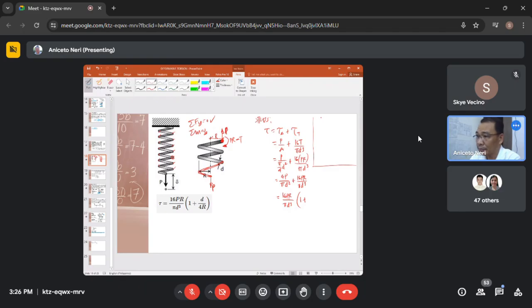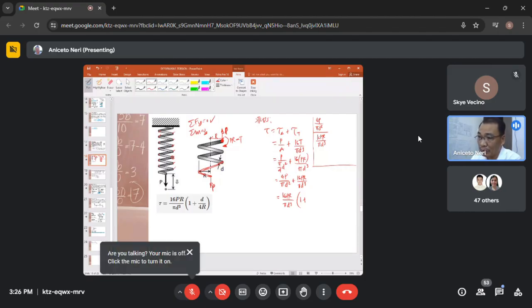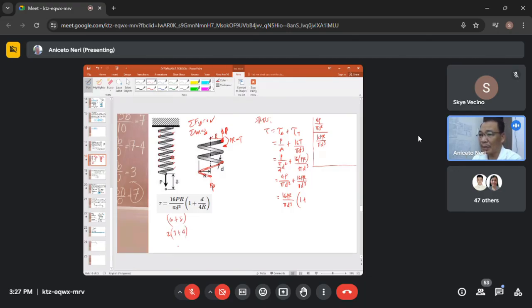Okay. Sige. 4P over pi d squared divided by 16PR over pi d cube. Each term divided by common factor. For example, 6 plus 8. Instead na i-combine mo, kung magkuha ka common factor lang, 2, then 6 over 2, 3, 8 over 2, yun na. So, each term divided by common factor.